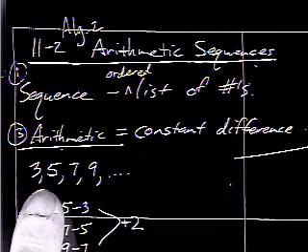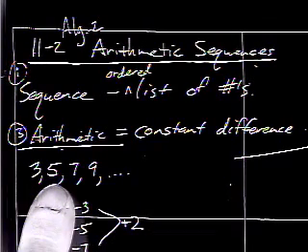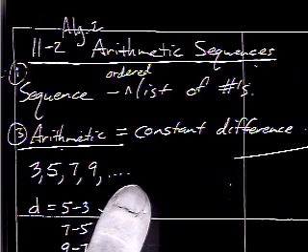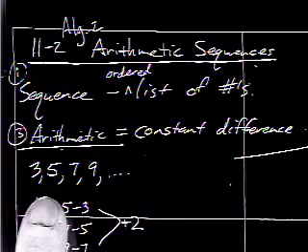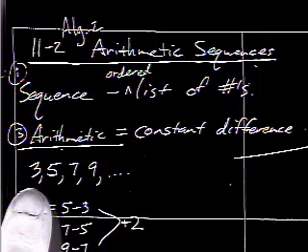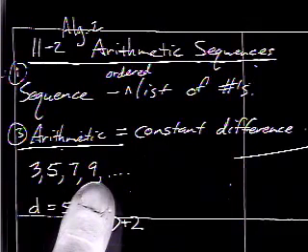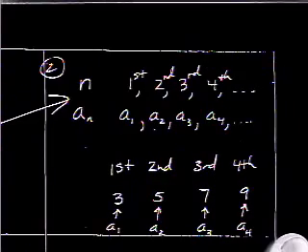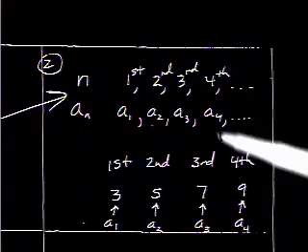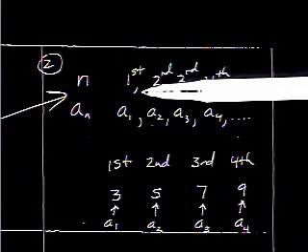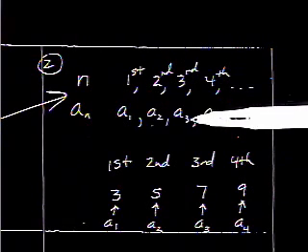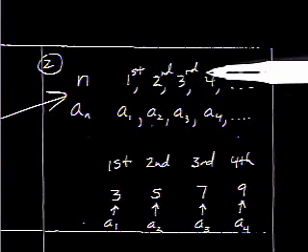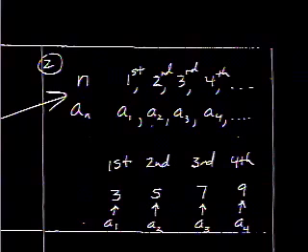Here is an ordered list of numbers. 3, 5, 7, 9. Obviously, it would continue 11 and 13 and 15 and so on. Okay? We'll talk about that in a second. That's a list of ordered numbers. Now, what I want you to think about is this. We talk about 3, 5, 7, 9 as the first term, the second term, the third term, and the fourth term.